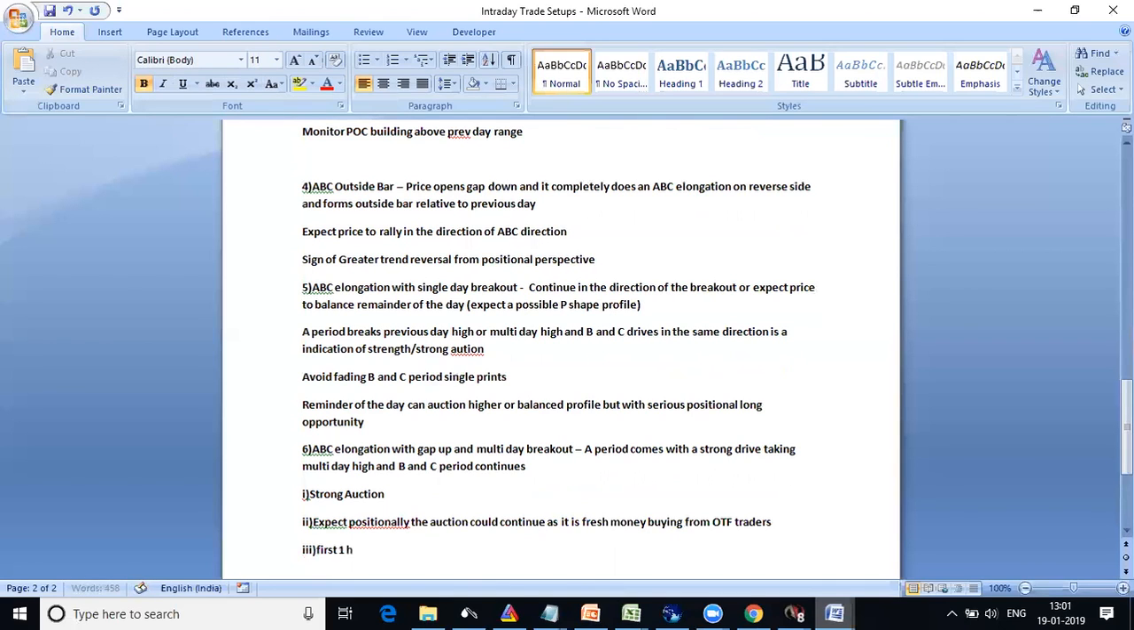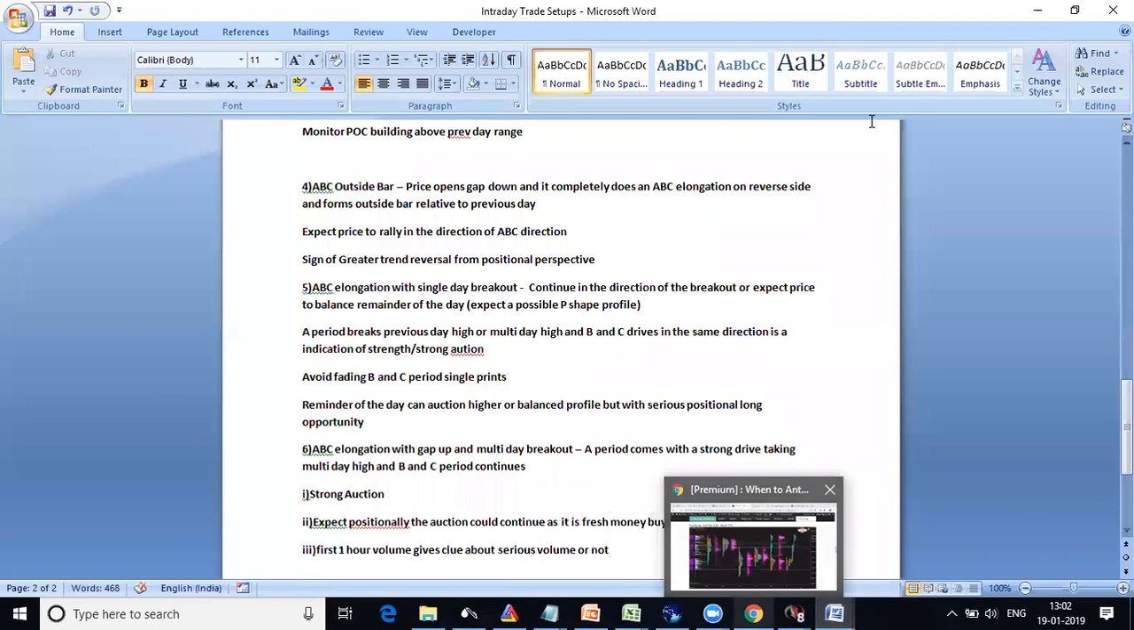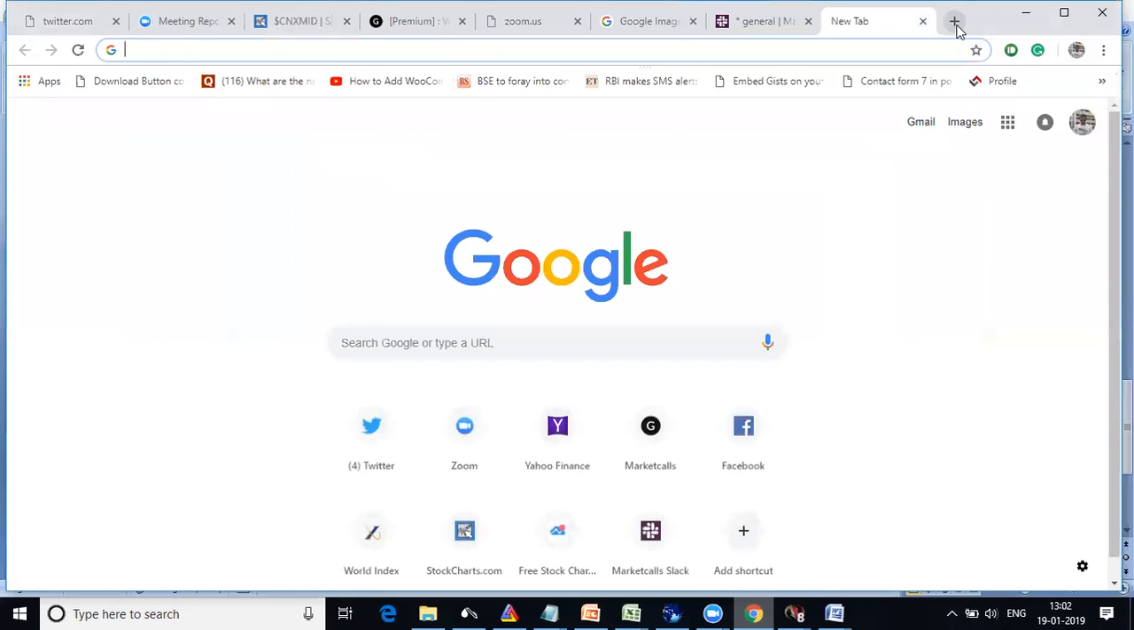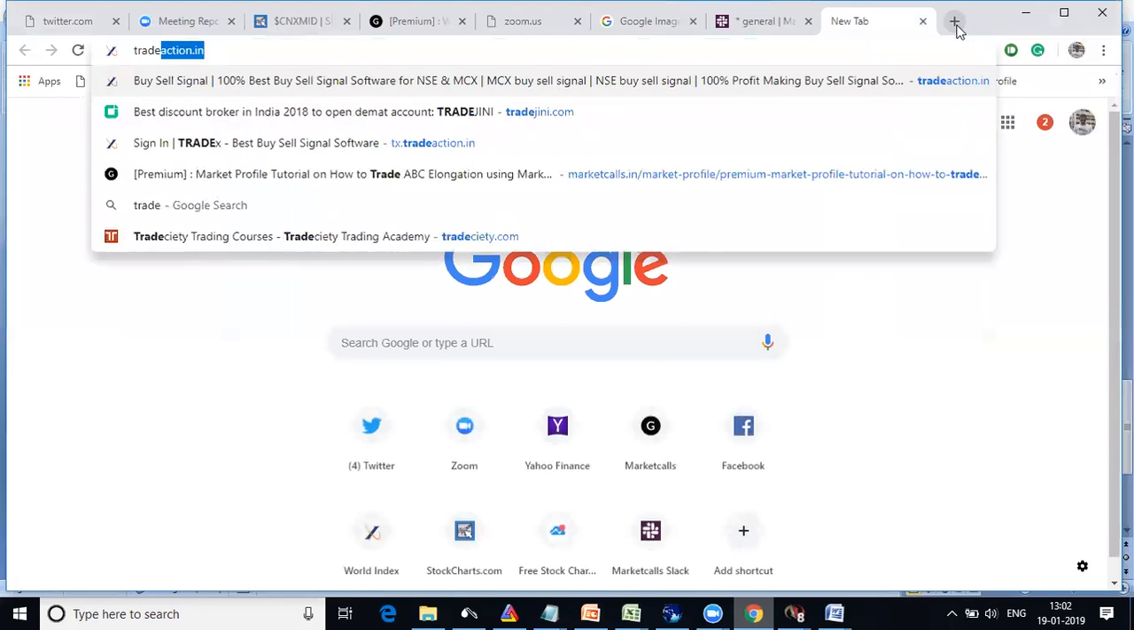the first 1 hour volume, how the first 1 hour volume is. First 1 hour volume gives a clue about serious volume or not. You compare with the other days' first 1 hour volume. As I said, you can always use something like the Trade Action portal where they record the first 1 hour volume, or you can also use other tools like AmiBroker to generate first 1 hour volume.